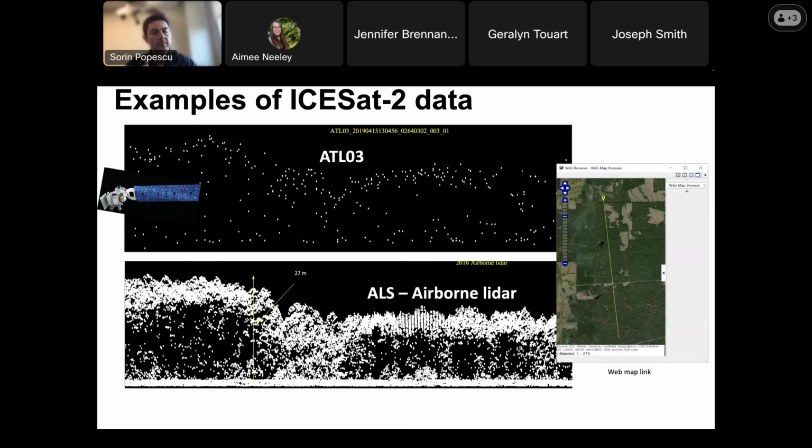For those of you familiar with airborne LiDAR, at the bottom of these slides, you can see a slice that's approximately 14 meters wide of airborne LiDAR, and on top of it, you see the photons coming from the ATL03 product. So those photons clearly portray the profile of the vegetation, as you can see from both airborne and spaceborne LiDAR.